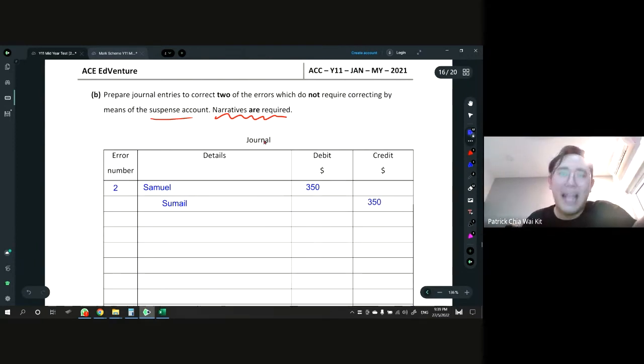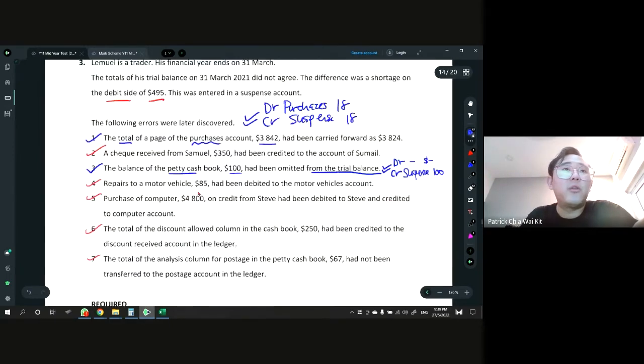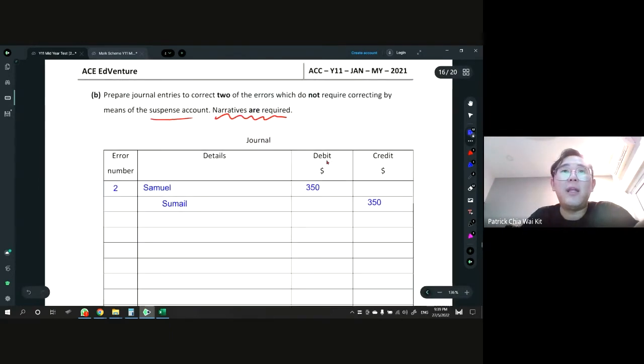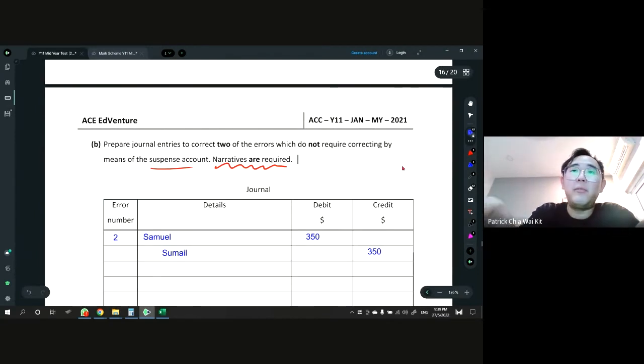All right, and they said narrative is required. So how to write the narrative? Okay, let's go to the question. If you're not sure, just copy the whole thing, and then you add the magic word: now corrected. That's the magic word when we are doing narrative. So remember the word now corrected. But you cannot just put now corrected. You have to write down what is wrong, comma, now corrected. So you can copy the whole thing and then put now corrected. That's the confirm correct way of doing it, which can confirm get marks. All right. But I'm not going to do that.